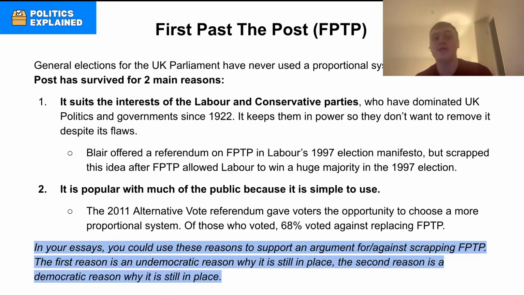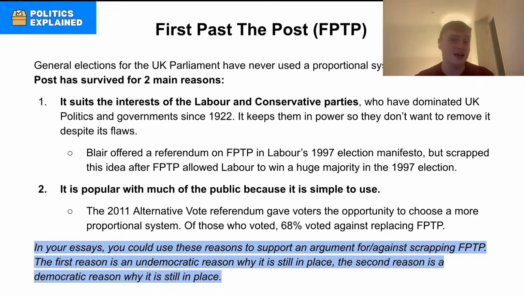Actually, we saw this really in practice after 1997. Blair kind of offered the idea of a referendum on first past the post in Labour's 1997 election manifesto, but scrapped the idea after first past the post allowed Labour to win a huge majority in the 1997 election. So he liked the idea of proportional representation, but once he discovered that first past the post was going to help him stay in power, then of course it got scrapped. And that's a key reason why first past the post has survived.